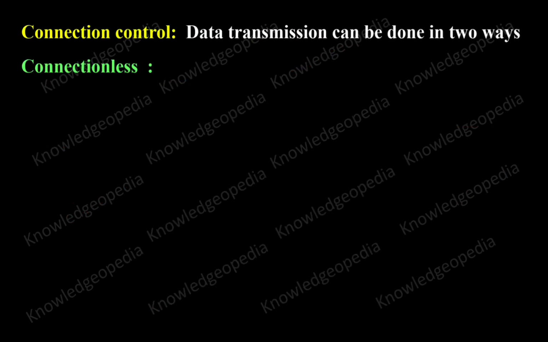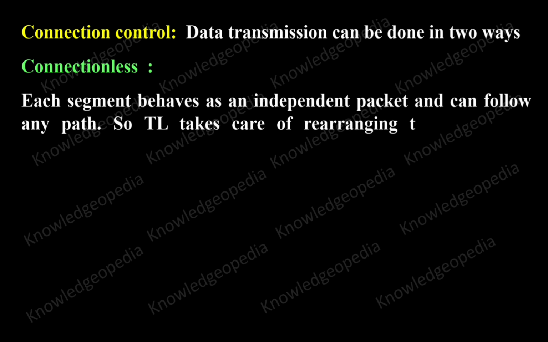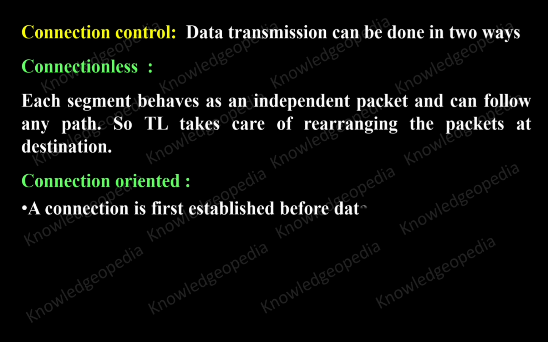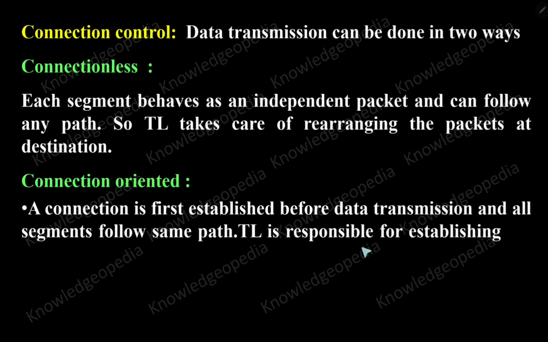Some other function of the transport layer is connection control. Data transmission can be done in two ways. One is connectionless, in which each segment behaves as an independent packet and can follow any path. So the transport layer takes care of rearranging the packets at the destination. Another is connection-oriented. A connection is first established before data transmission and all segments follow the same path. The transport layer is responsible for establishing the connection.